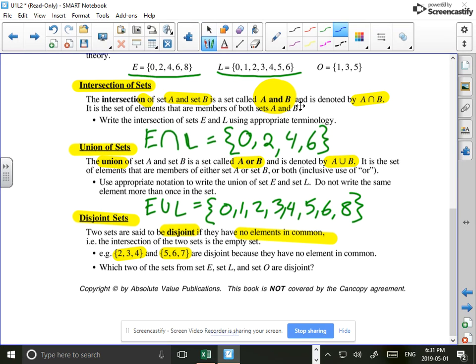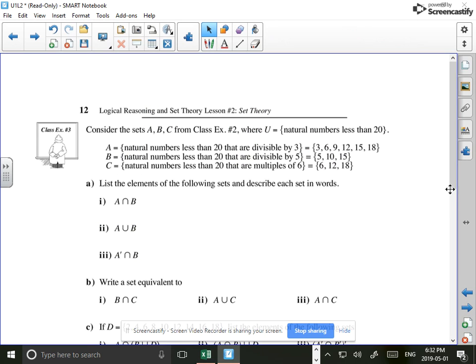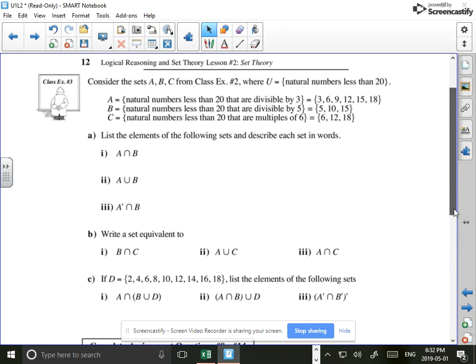Which of the sets up above here, this one, or this one, are disjoint? Now I'm looking at that and I'm saying, all right, L looks like it is 1, 2, 3, 4, 5, 6. E looks like it's just even numbers. O looks like it's just odd numbers. So the sets E and O are disjoint. They diss each other. They have no friends in common, not hanging out together.